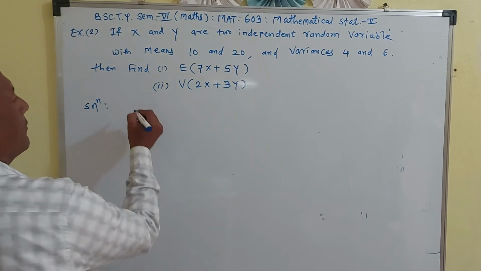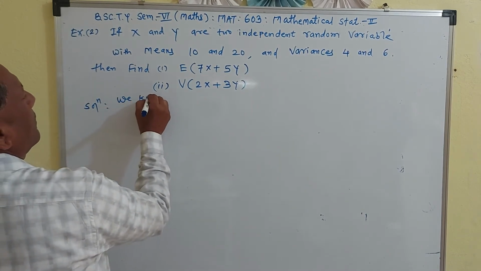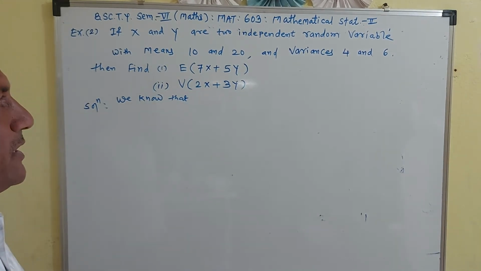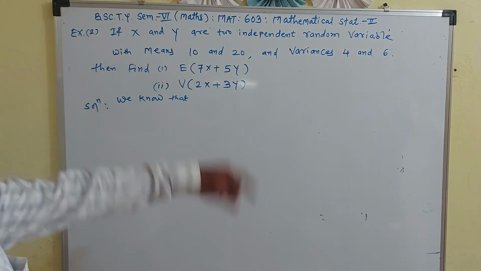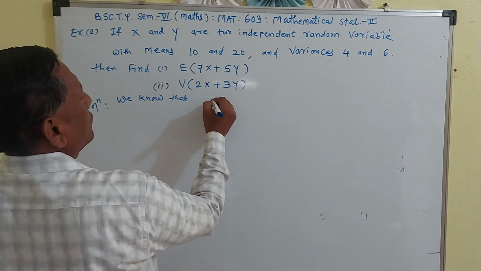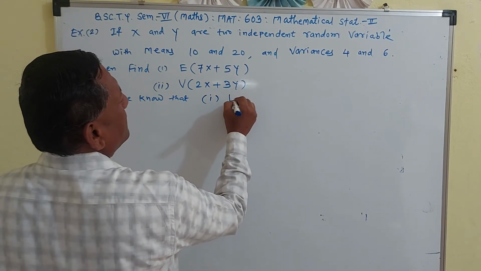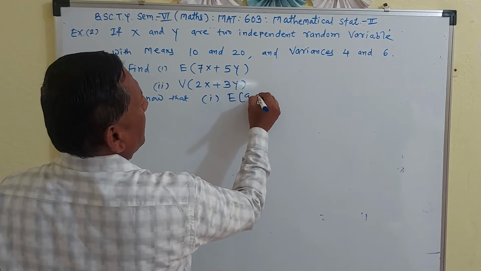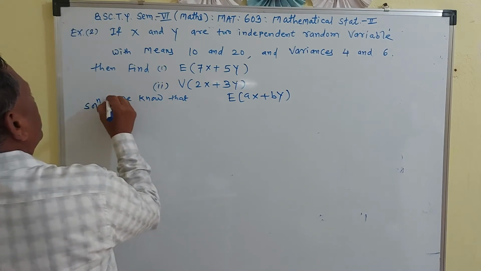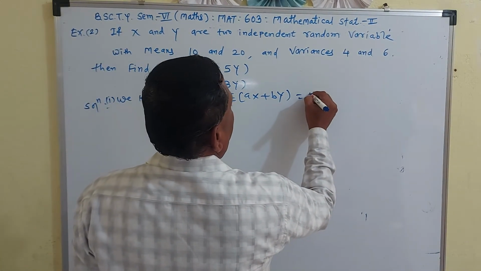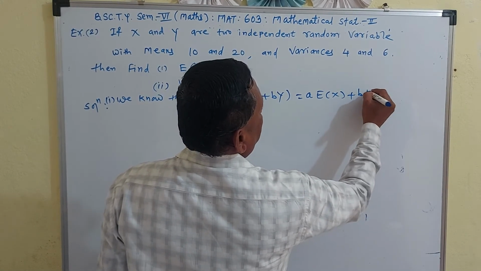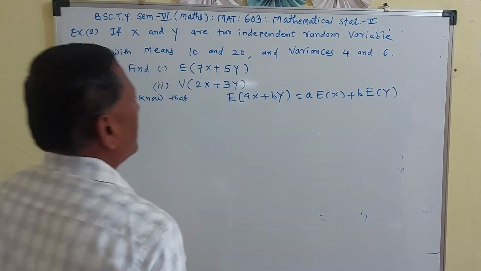Now you know the formula. Here, X and Y are two independent random variables, which means the covariance between them is 0. Covariance of X, Y is equal to 0. So, we know the first formula, that the expectation of a into X plus b into Y is equal to a into E of X plus b into expectation of Y.